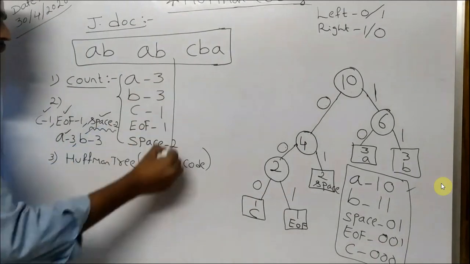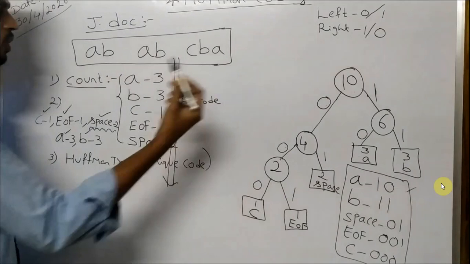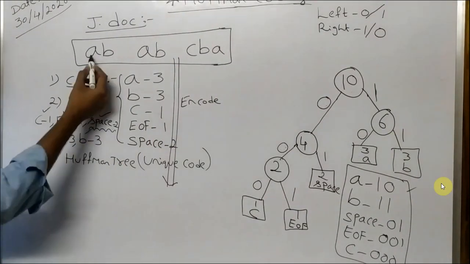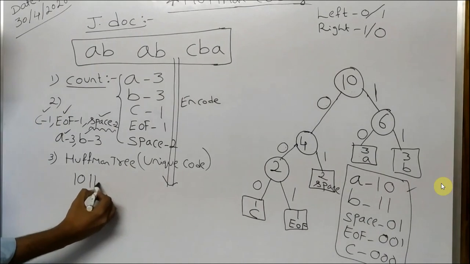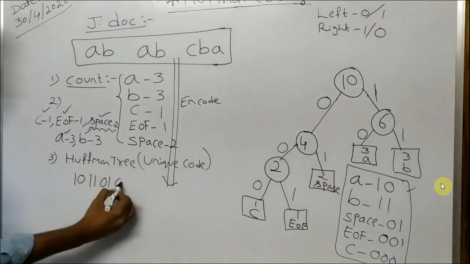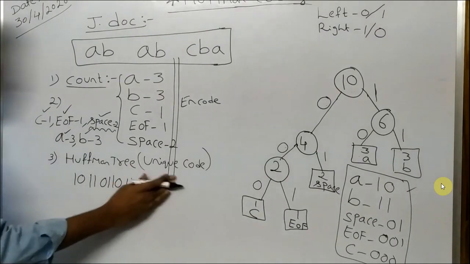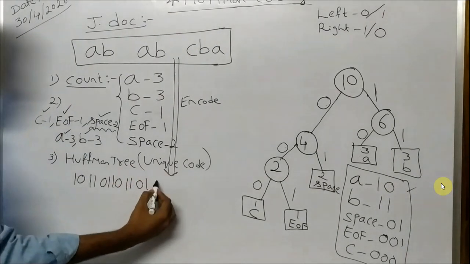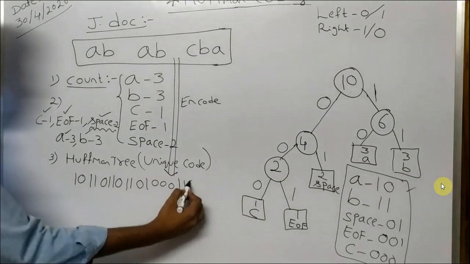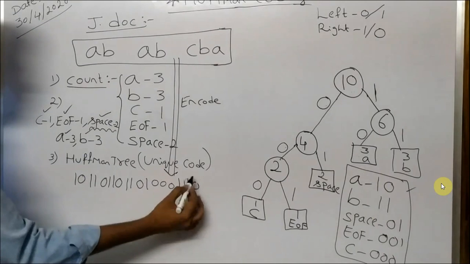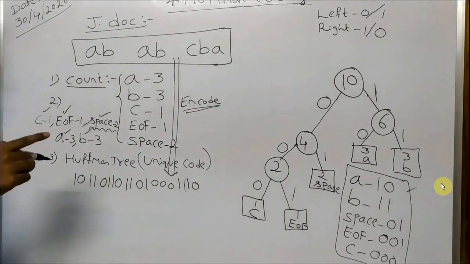Now we are going to encode this with that code, right? Encode. What is the A value? 1, 0. What is the B value? 1, 1. What is the space value? 0, 1. A value 1, 0. B value 1, 1. Space value 0, 1. And C value is 0, 0, 0 and B value is 1, 1. A value is 1, 0. End of file value is 0, 0, 1. So I have encoded. Now check, is there any loss of data or not?